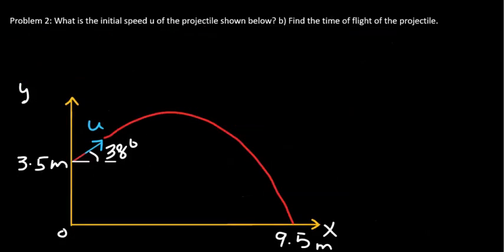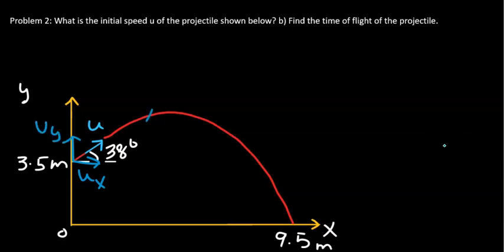Problem 2. For the projectile shown below, so this is the trajectory, what is the initial speed u of this projectile, and also the time of flight of this projectile, namely the time it takes to go from here, the point of launch, to here, the point where it lands. The first thing that we have to understand is this initial speed has components. It has an x component, which you can call ux, and a y component, which you can call uy.